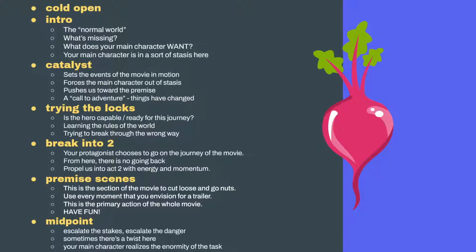Often if the main character is going to... I just lost my train of thought on this. We're going from trying the locks to breaking into 2. I totally lost my train of thought in that sentence. Sorry about that. Somebody tagged me in the chat.